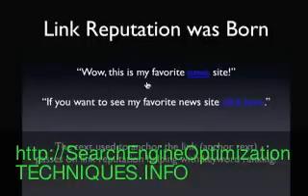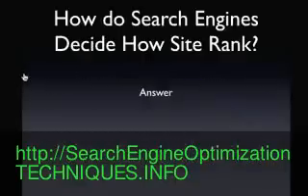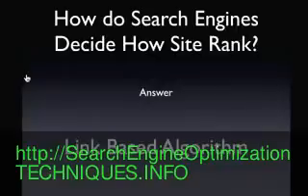with keyword ranking. So if I want to rank for the search phrase or the word news, then I would like to have more links that actually say news in the anchor text, in the text that the blue underline piece, just like this is here. So those are the 3 things that were introduced. So to answer the question, how do search engines decide how sites rank? The answer is a link-based algorithm.